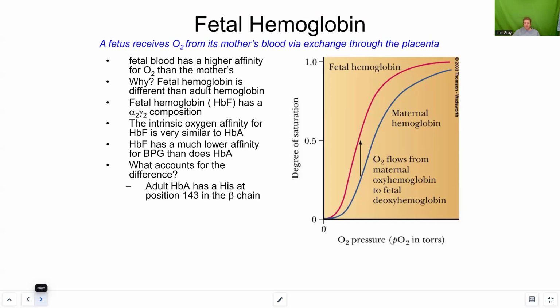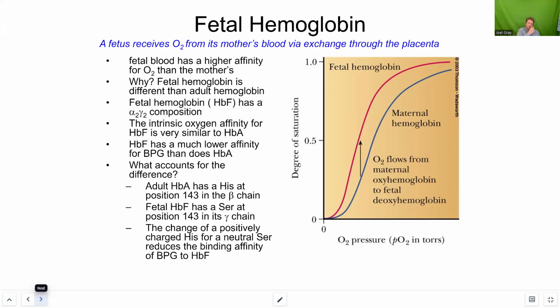Now, the distinction on a molecular level is that adult hemoglobin has a histidine at position 143 in the beta subunit, and fetal hemoglobin has a serine at position 143. If you think about those two amino acids, we've got a polar positive residue and a polar uncharged residue. The change of a positively charged histidine for a neutral serine reduces the binding affinity for bisphosphoglycerate to HbF, because remember, bisphosphoglycerate mediates its interactions with hemoglobin through charge-charge interactions.